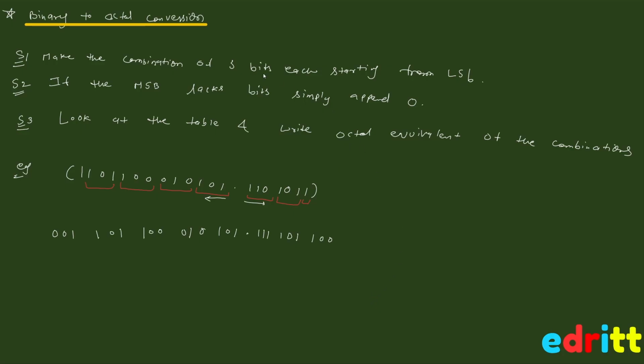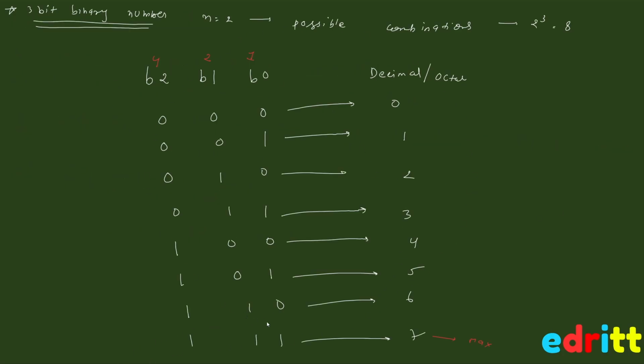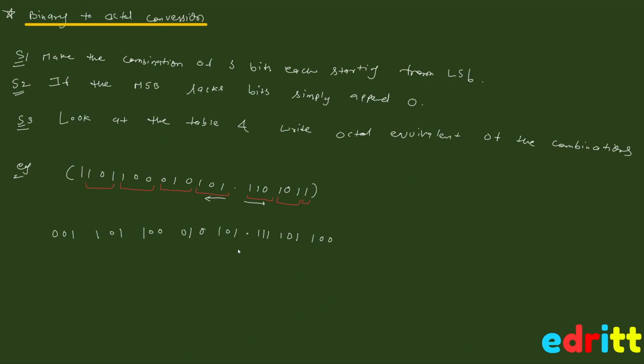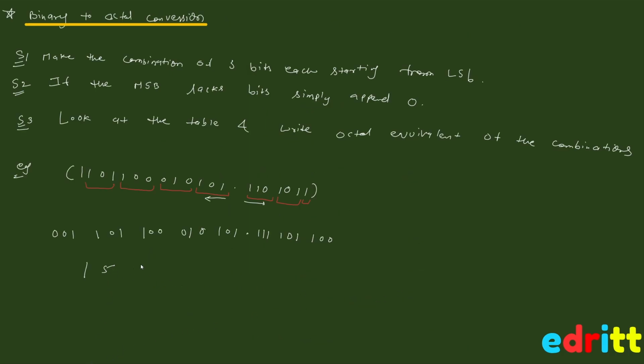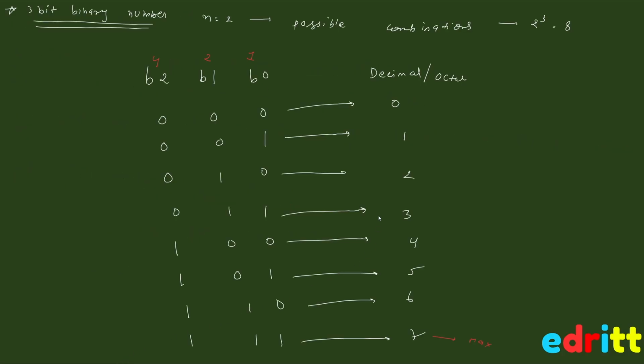Now what you need to do is look at the table and write the octal equivalent. This is the table which we studied in the last lecture, right? So look at this table, find the octal equivalent of each 3-bit binary combination and write it down. So 001 has the octal equivalent of 1. 101 has the octal equivalent of 5. 100 has the octal equivalent of 4.